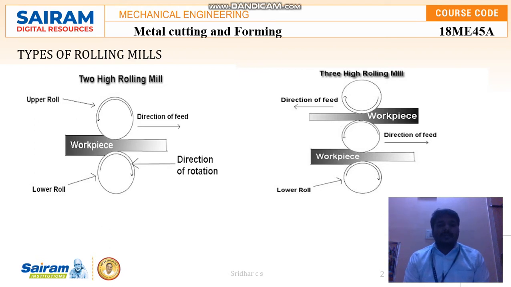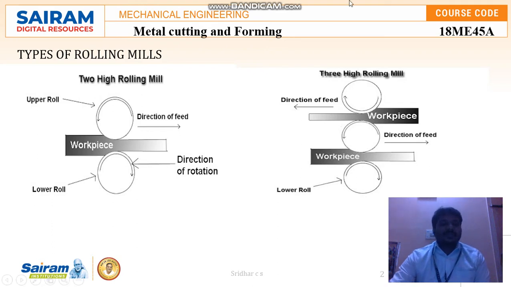What happens is that automatically the length will increase and the width will decrease. So with the help of the rolling mills, the plain material will be formed into the form of rods. Right, so this is how rolling takes place.